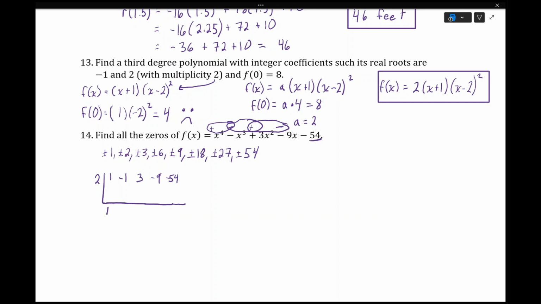So I have 1. 1 times 2 is 2, so I get another 1. 1 times 2 is 2. 3 plus 2 is 5. 5 plus 2 is 10. I don't think this is going to work. -9 plus 10 is 1. Nope, this isn't going to work. So let's try 3.